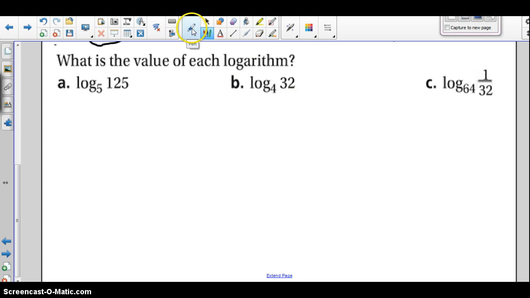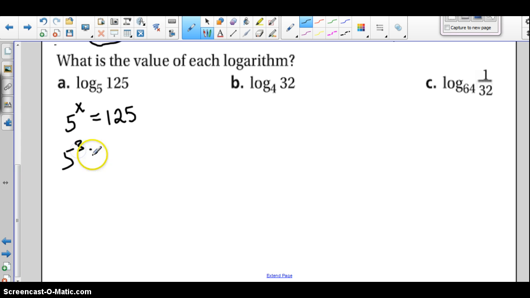So now let's take a look at solving this. Log base 5, so the base is 5. My exponent is x, even though we can't see it, and it's going to equal 125. Well, you may ask yourself, what exponent for 5 would make this 125? So 5 to what power equals 125? Some of you might quickly remember that 5 to the 3rd is equal to 125. Therefore, x is going to equal 3.